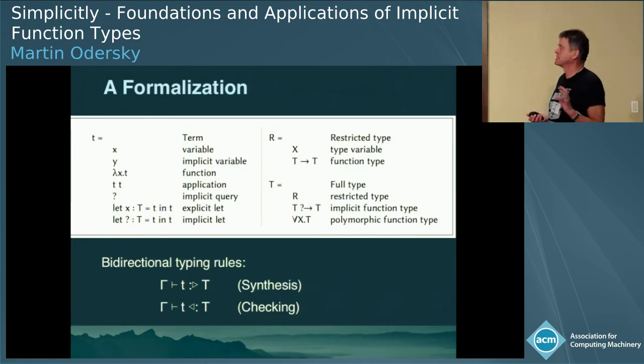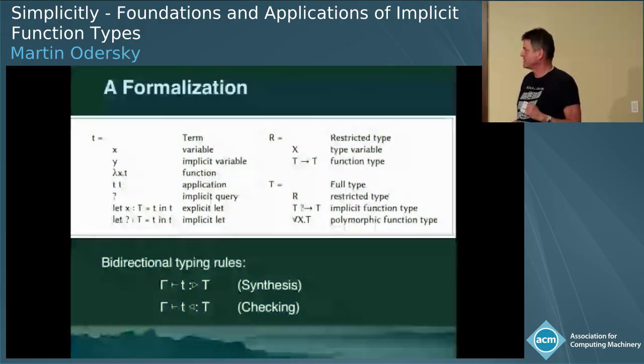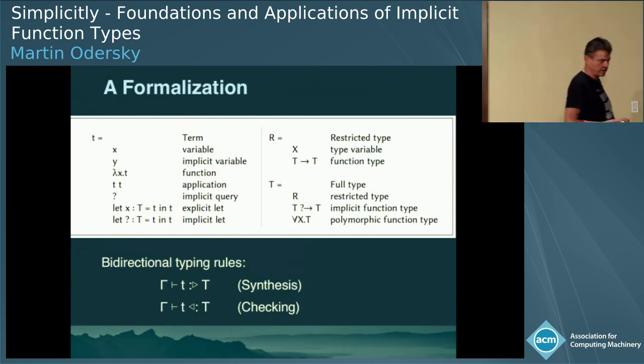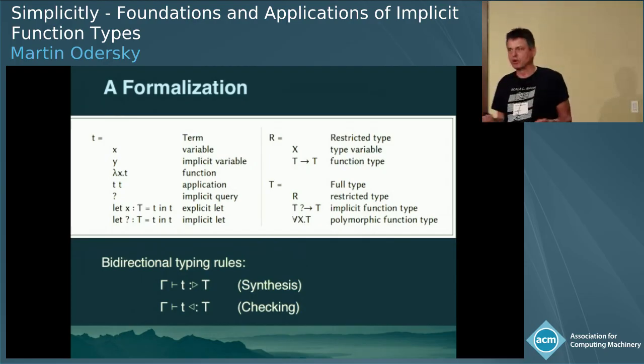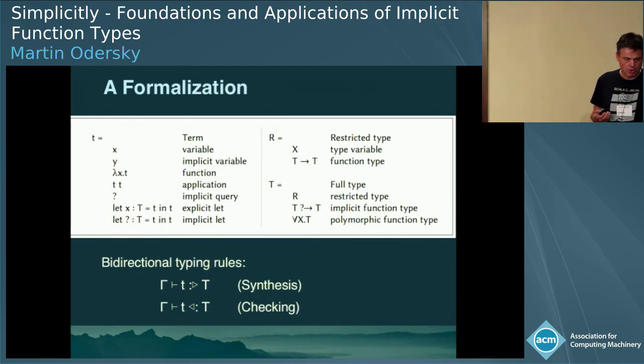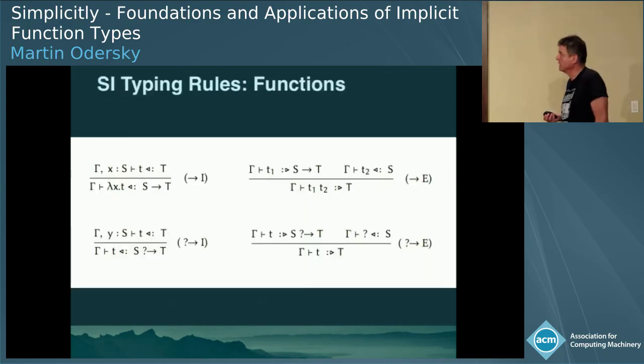And the typing rules are bidirectional. So there are synthesis rules, which I write with a right arrow, and checking rules with a left arrow. Synthesis means the type is computed from the term, and checking means the type is given from the outside, and I just need to check that the term has that type. And unlike other bidirectional systems, like for local type inference, here every syntax construct has only one of these two forms. So it's always either checking or synthesis, but never both. Okay, so let's have a look at the rules then.